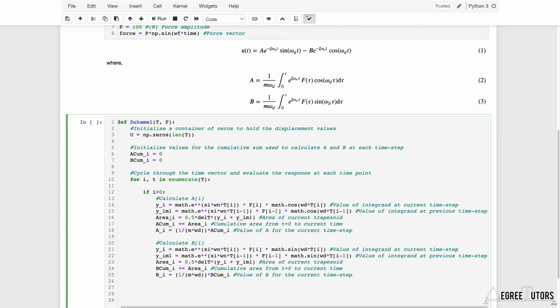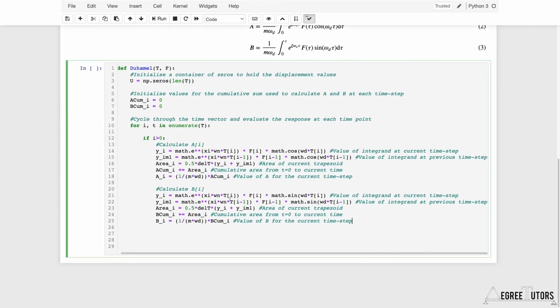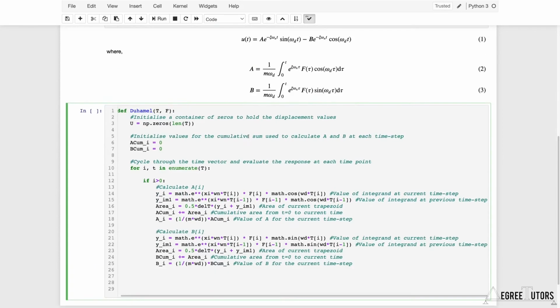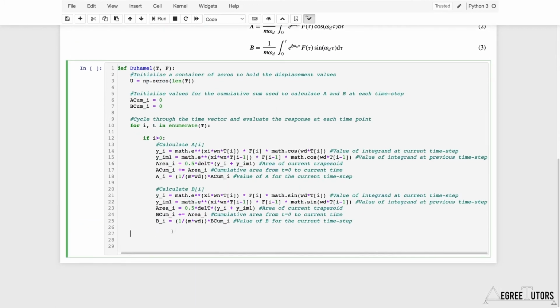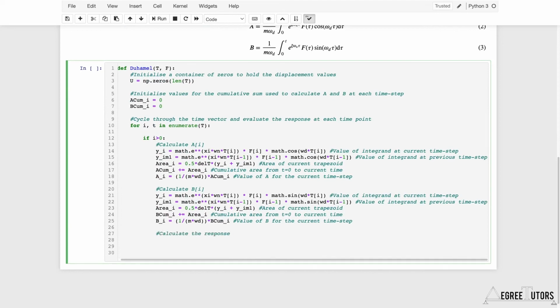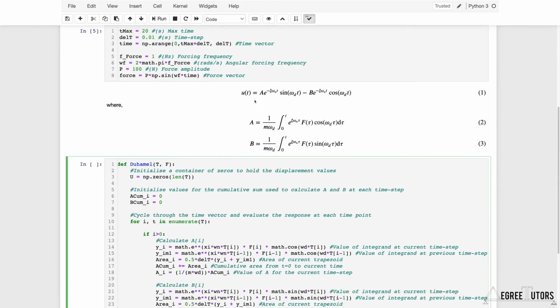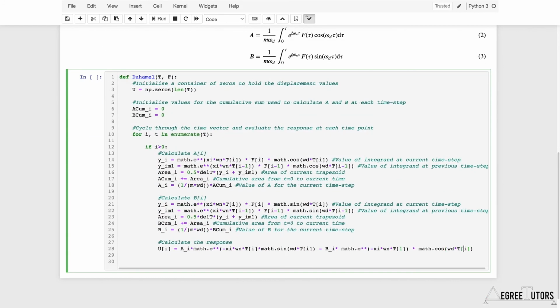So now we've calculated the correct values of A and B for the current time step, and now all we've got to do is evaluate this expression here to work out the actual displacement at the current time step. Okay, so make sure you're still within your loop. So we'll say calculate the response. That's going to be u. Now this is where we're overriding a value of 0 essentially. So we'll say u_i is equal to, and all we're doing is writing out this equation here. Okay, excellent. That should be it, right? So that is our Duhamel integral function.